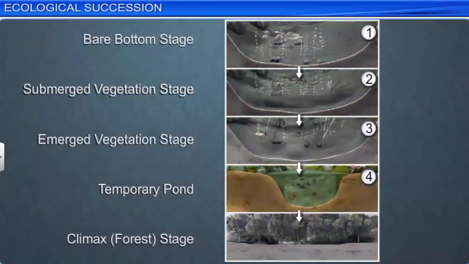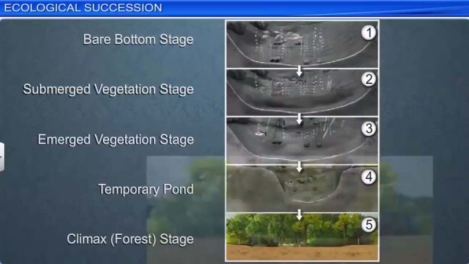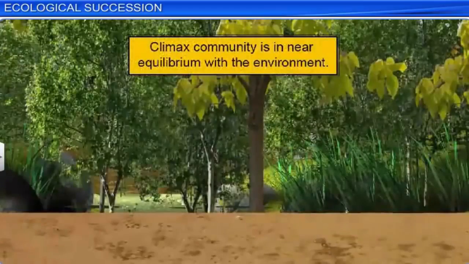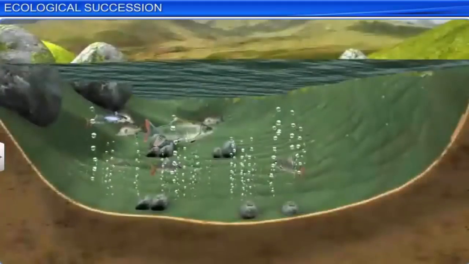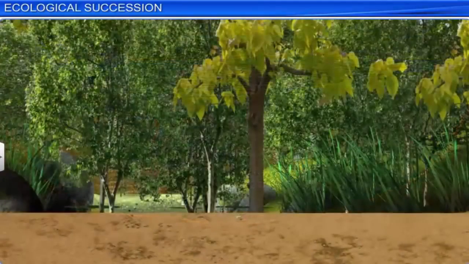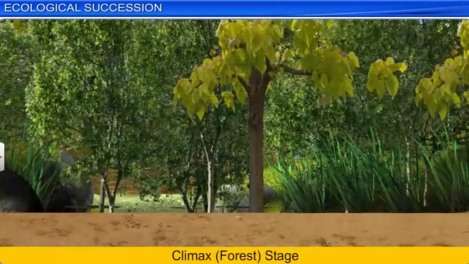These changes take place in a sequential and orderly manner, leading to a climax community which is in near equilibrium with the environment. For example, in the ecological succession from a pond to a forest, the climax community is the forest.